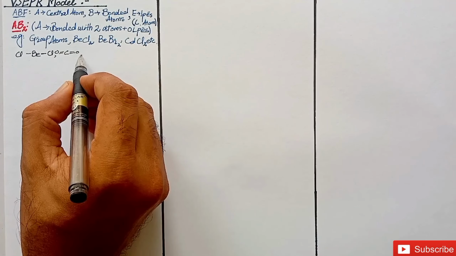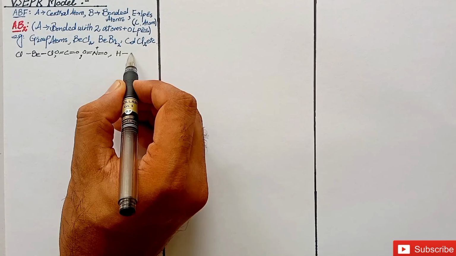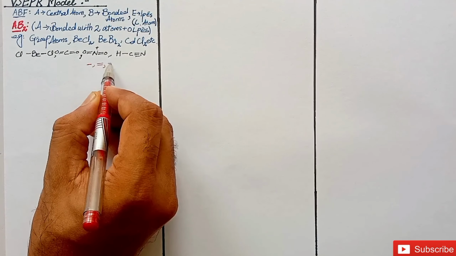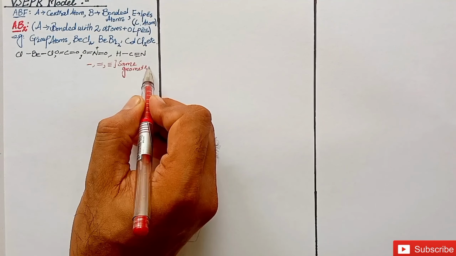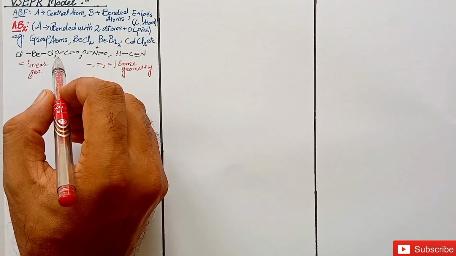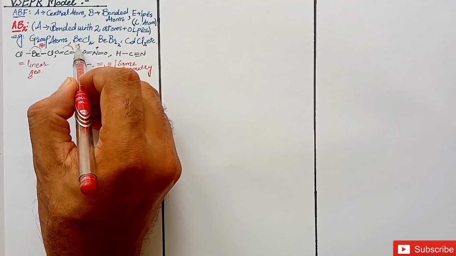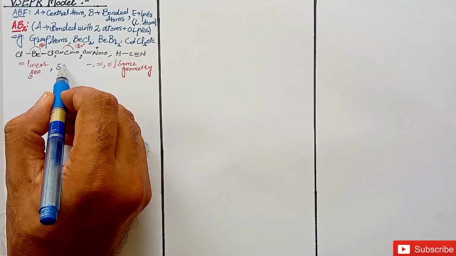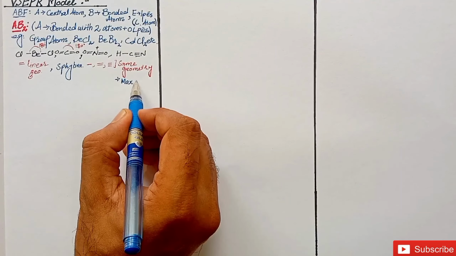This is the geometry of beryllium chloride, carbon dioxide, azide ion, and hydrogen cyanide. The geometry of all these compounds is linear, and they all belong to the AB2 system. As we have discussed, multiple bonds do not affect the geometry of a molecule, so these compounds having single, double and triple bonds have linear geometry with a bond angle of 180 degrees. And in this system all the central atoms are sp hybridized, having maximum bond angle and minimum repulsion.